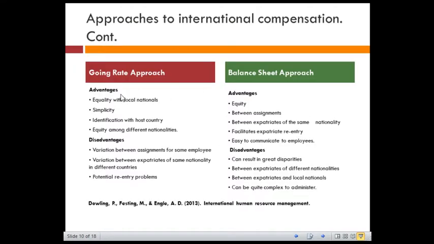So you have the table here of the going rate approach and the balance sheet approach. I put this nice table for you to simplify the advantages and disadvantages on both sides. This table is taken straight from the International Human Resource Management ebook. You'll find that reference later down where you could go and look at it carefully, or pause the video anytime and check that.